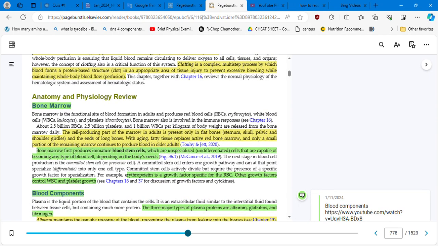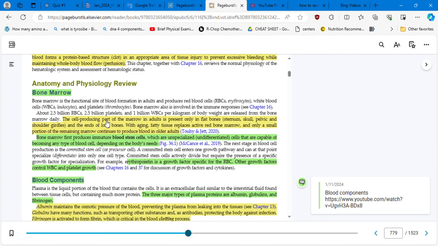Bone marrow. We know that the cell-producing part of the bone marrow in adults is present only in flat bones. I want you to remember this: the bone marrow, the factory of the stem cells, is in the sternum, skull, pelvic and shoulder girdles, and the ends of long bones. With aging, fatty tissue replaces active bone marrow, and only a small portion of the remaining marrow continues to produce blood in older adults. Bone marrow first produces immature blood stem cells, which are unspecialized and undifferentiated cells that are capable of becoming any type of blood cells depending on the body's needs.